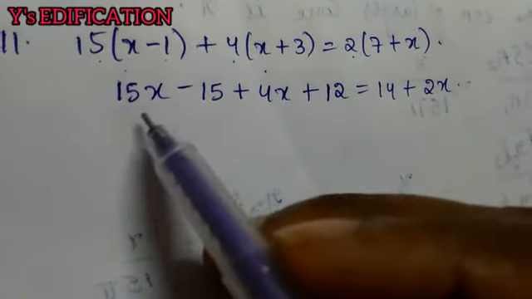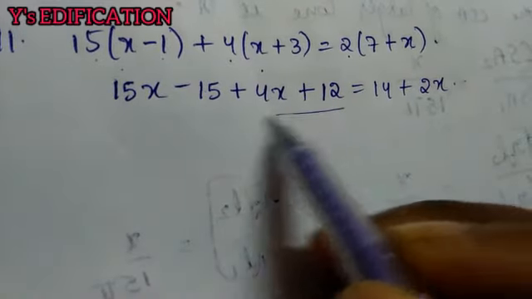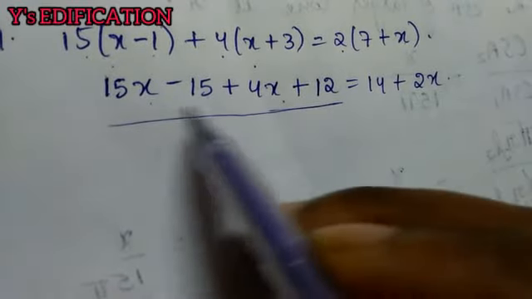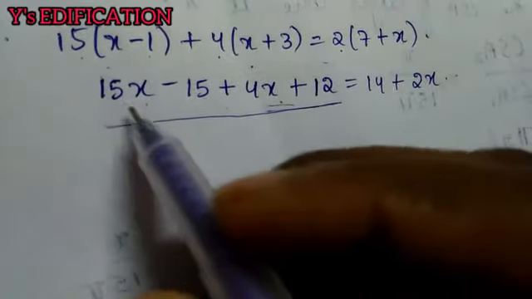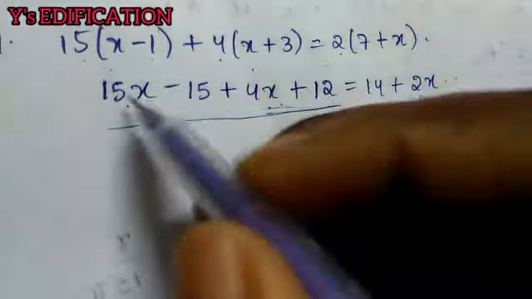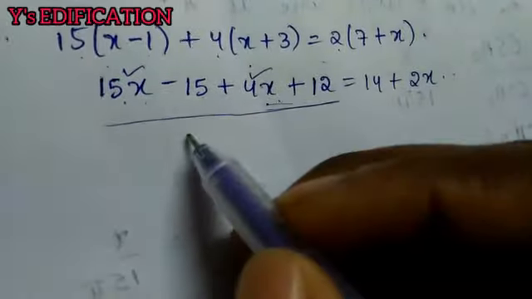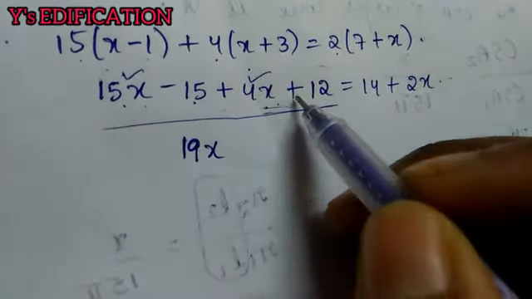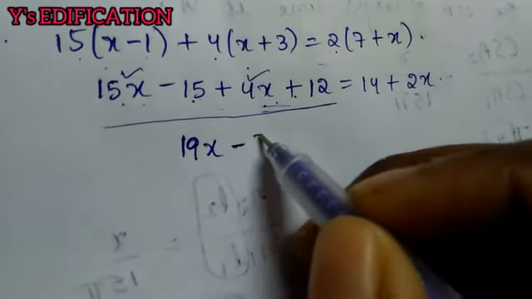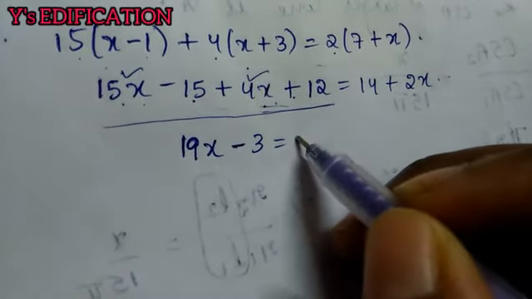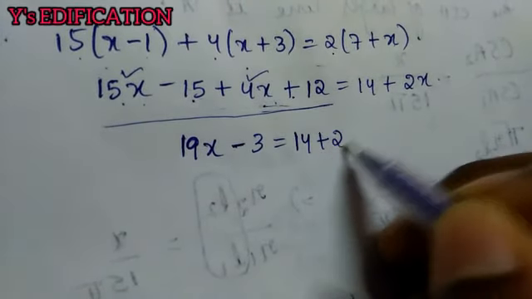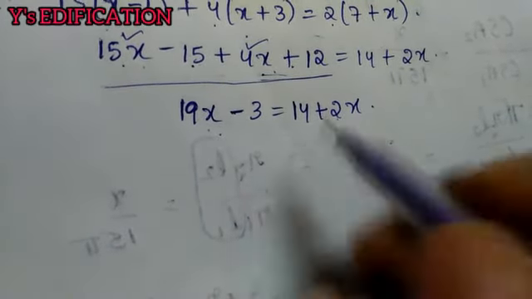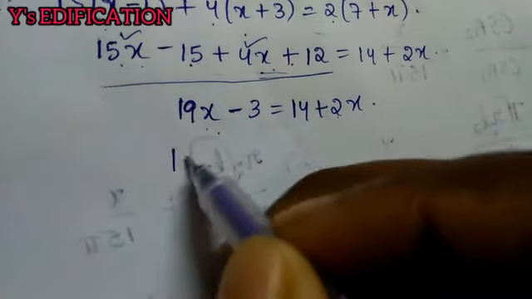Okay, now solve this which is in the LHS part. Okay, we have two variables and two numerals. First we will solve this one. So what is 15 plus 4? 15 plus 4 is 19x. Okay, minus 15 plus 12 is minus 3, is equal to, what is there in the RHS side? 14 plus 2x. Okay, now we have variables on both sides. Now write all the variables on one side.